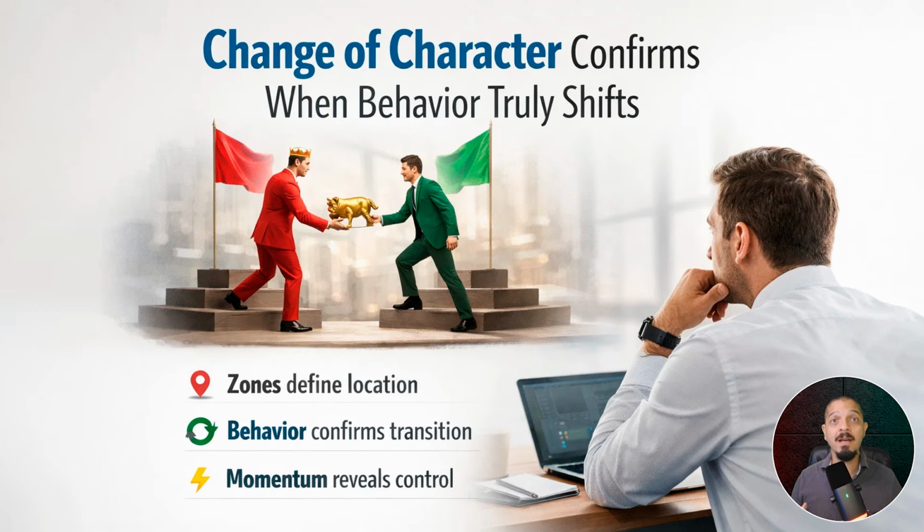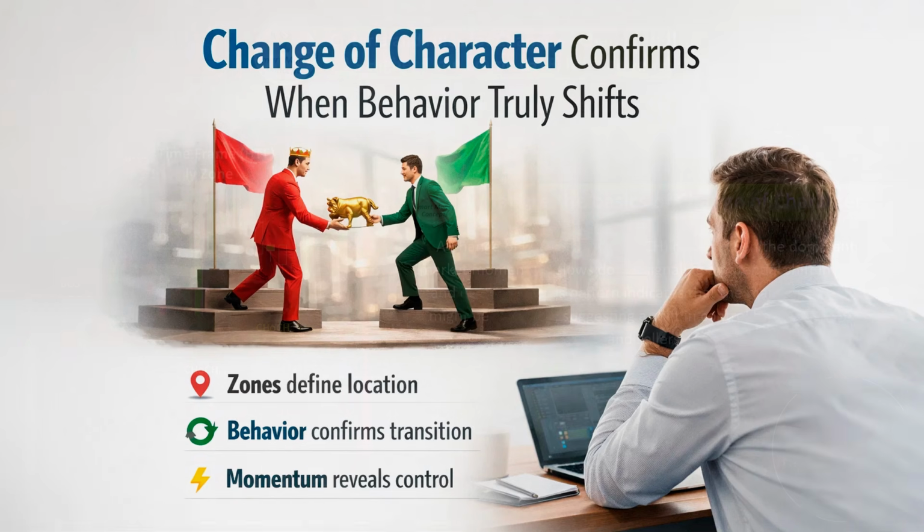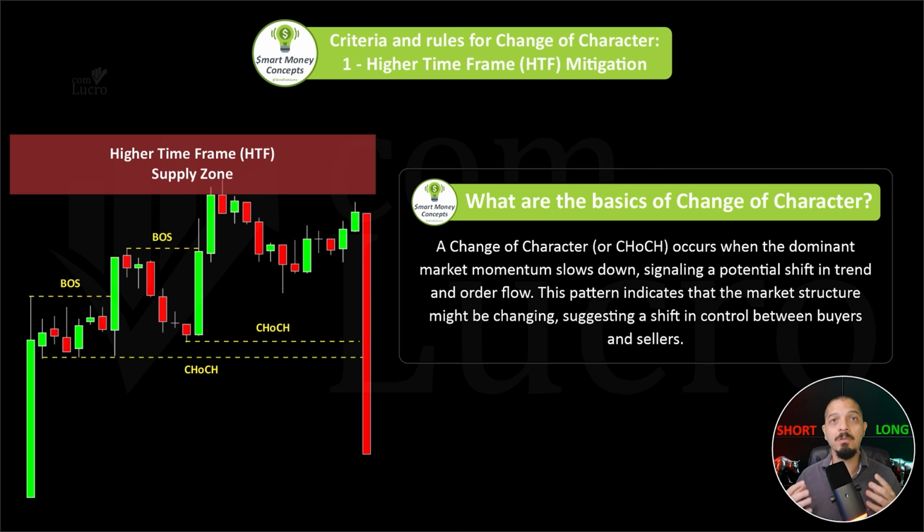While supply and demand define important locations on the chart, change of character helps us read behavior. It shows us when momentum begins to shift, when control starts to transfer, and when the broader market environment may be transitioning into a new phase. Now, let's begin. What are the basics of change of character? A change of character, or CHoCH, occurs when the dominant market momentum begins to fade, signaling a potential transition in trend and order flow. This shift often marks the moment when buyers lose control and sellers step in, or vice versa. Technically, it appears as a break in the most recent structure, suggesting that the market environment may be changing.